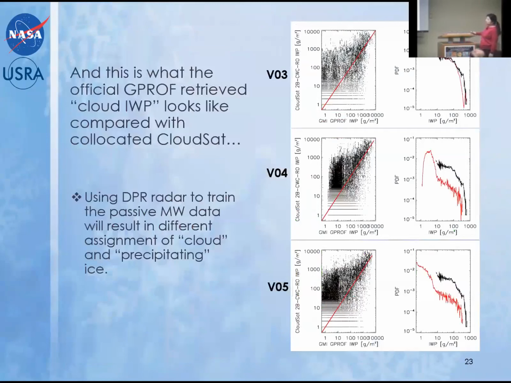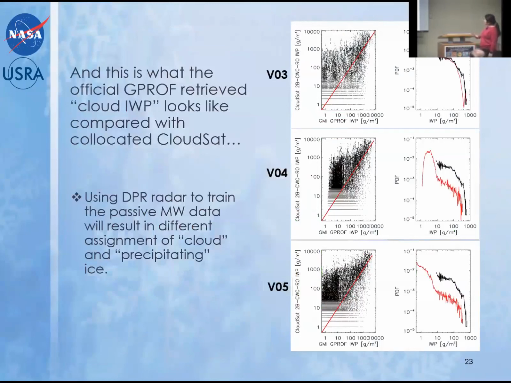This is just a scatter plot for CloudSat. This is GMI GPROF, and this is CloudSat ice water path, in the collocated points. You can see it just doesn't match up at all. But for version 3, if you look at the PDF, it agrees, not that bad, but for version 4 and version 5, completely off scale.